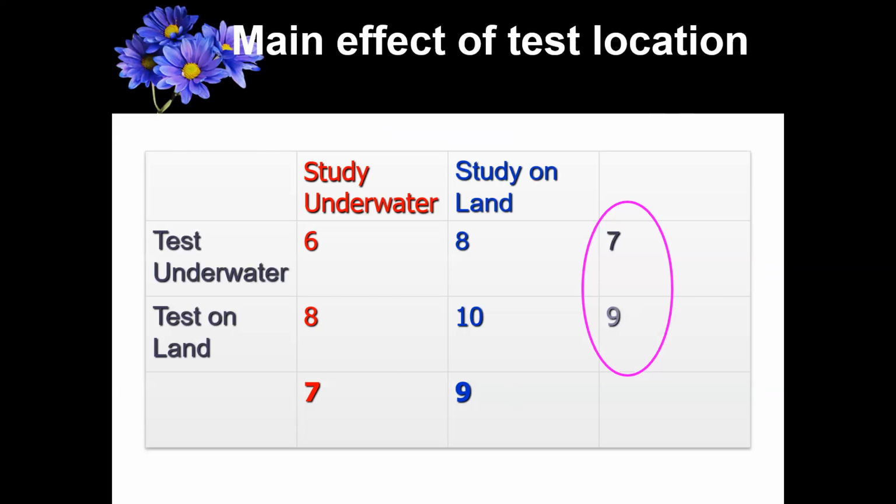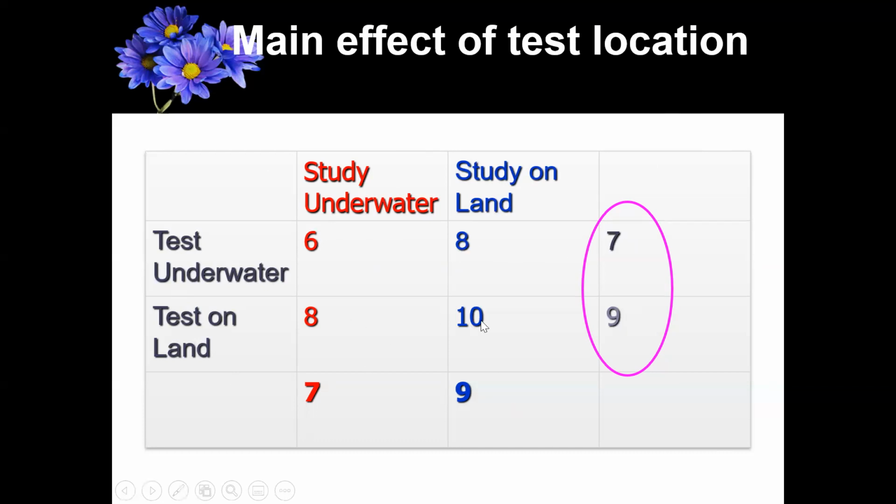How about the main effect of test location? Well, that's really the same logic, just for the other numbers. The main effect of test location is going to ignore whether you studied underwater or on land. Is there an effect of testing underwater versus testing on land? For that, I'm just going to combine these two conditions and compare them to the combination of these two conditions. So the 6 combined with 8 is going to give us 7.